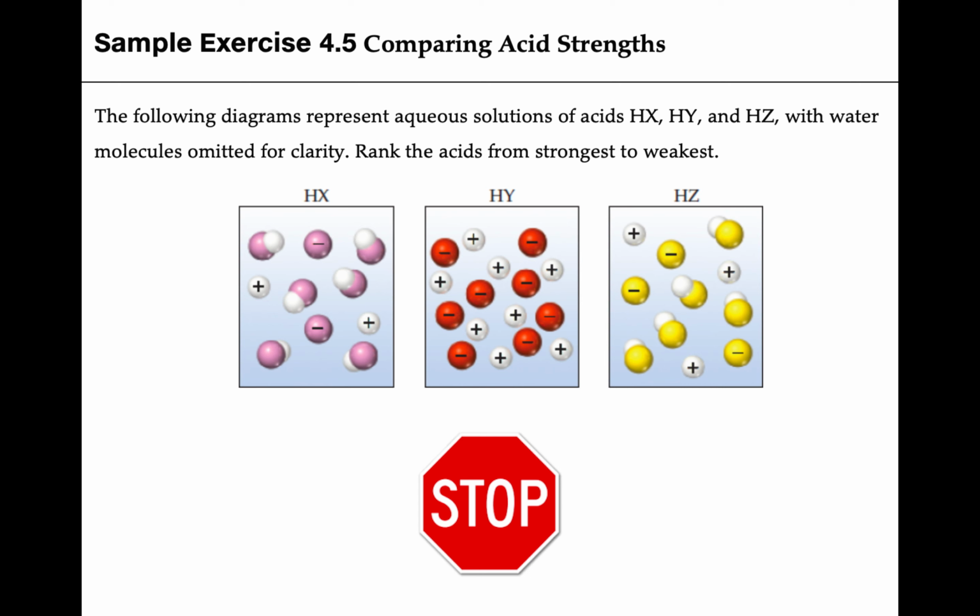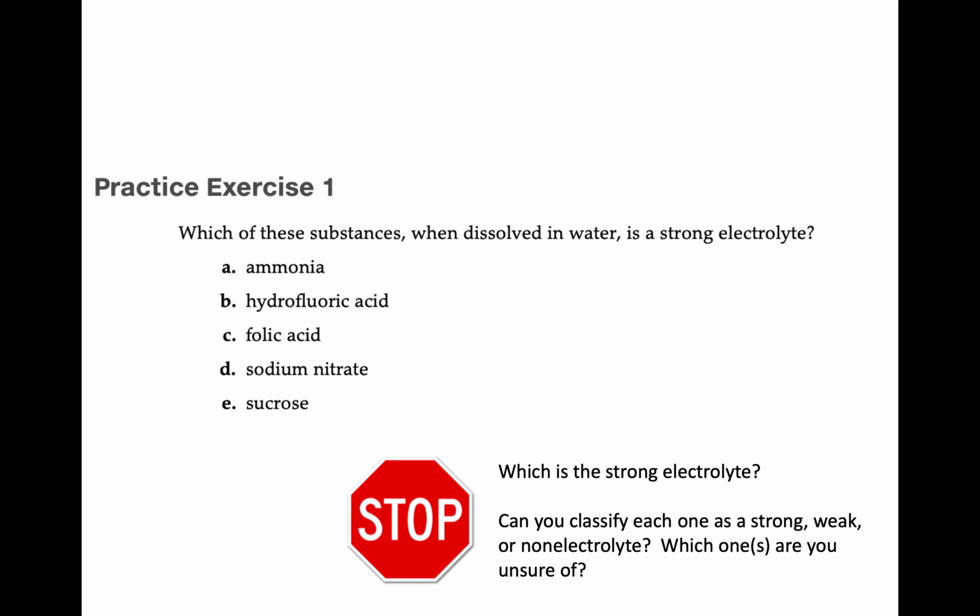Here's a question asking you to apply these terms at the particle level. So put these in order or assign them. Rank the acids from the strongest to the weakest and explain your reasoning. Pause the video, share your work. One more question for you. Which of these substances, when dissolved in water, is going to be a strong electrolyte? I'd like you to pause the video. Which one do you think is a strong electrolyte? And in fact, can you classify each of these as a strong, weak, or non-electrolyte? If there's one or more than one that you're unsure of, ask about those.